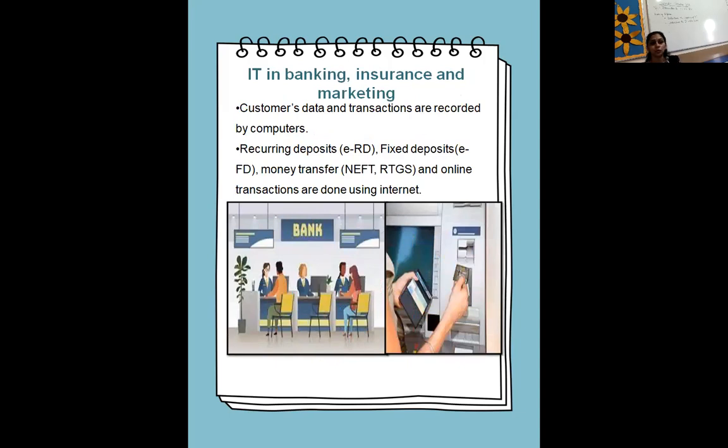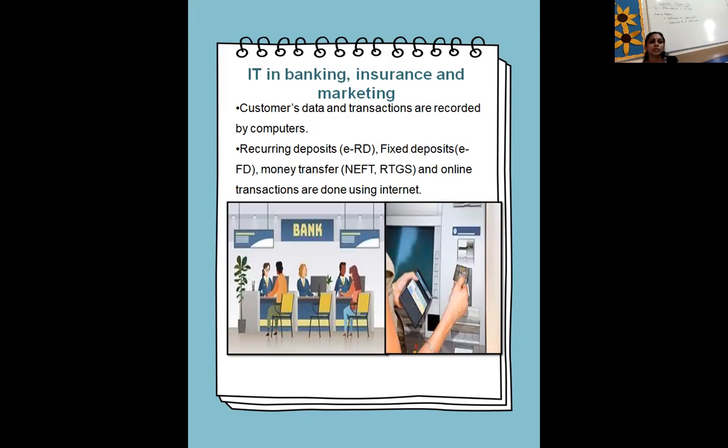Next, of course, we require money for day-to-day transactions or activities. It might be IT in banking, insurance, and marketing. Might be to withdraw money, to deposit money, to transfer money from your account to another person. Might be to pay fees, grocery bills, phone bills or internet bills. We make use of this IT in various ways.